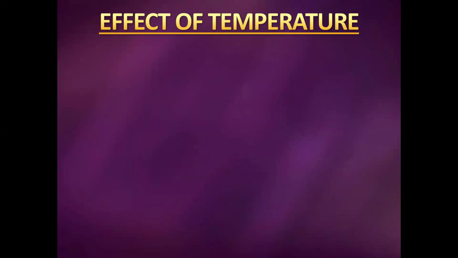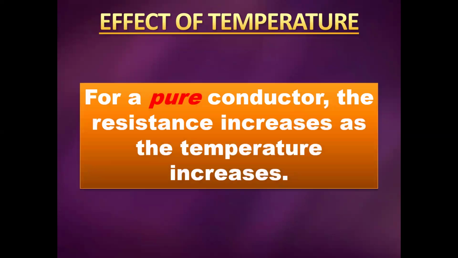Now, effect of temperature. I'm putting the first title. When you have a pure conductor, what's a pure conductor? Like copper, silver, they are pure conductors. When you have a pure conductor, the resistance increases as the temperature increases. Why does this happen? When you are dealing with a pure conductor, there are obviously vibrating atoms in them. When you increase the temperature, these atoms vibrate more energetically.